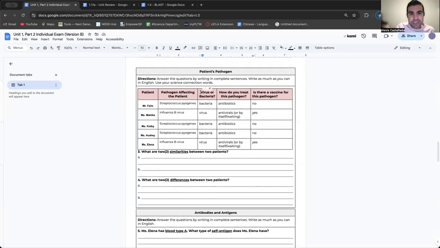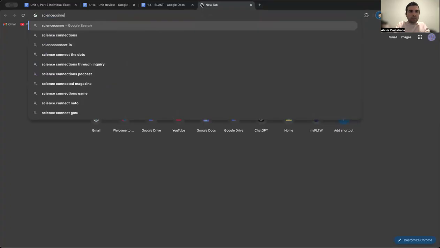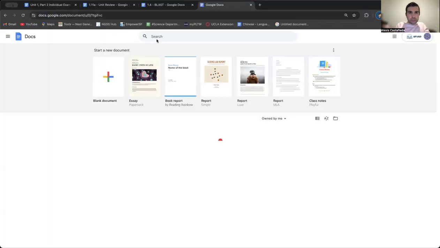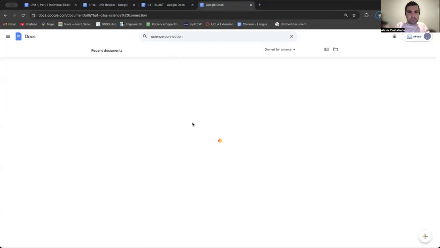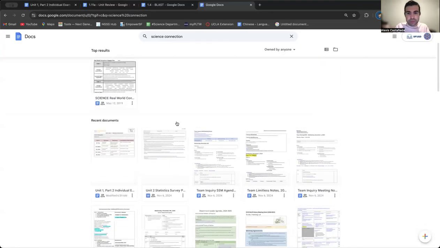Now in this part, it says answer the questions by writing in complete sentences. Write as much as you can in English. Use your science connection words. So we have our science connection words. And I gave these to y'all each in your own languages. So you are always welcome to use those.